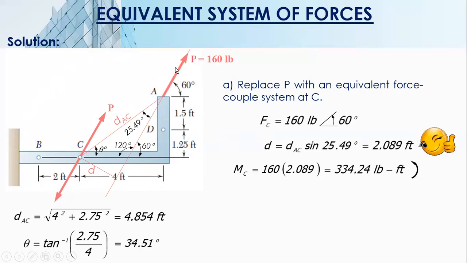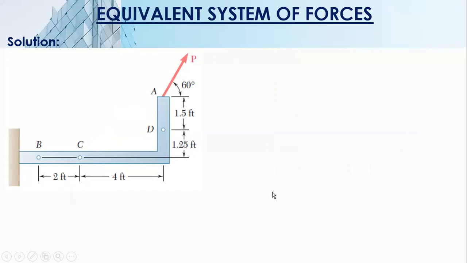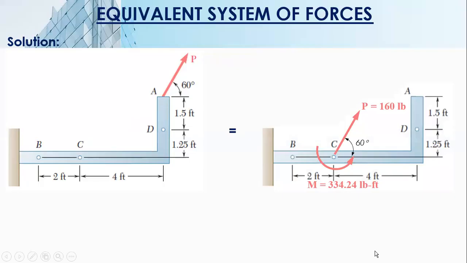Or in case you get confused, you can transfer this force here by the principle of transmissibility so that it will be easier for you to determine the rotation. So with P there, it rotates about C, counterclockwise. So our equivalent system at C consists of this force F_C and the moment at C. To summarize, this is our original system, and the equivalent system at C is this. The system is equivalent to this: same magnitude of force, and the moment is 334.24 counterclockwise. Okay.